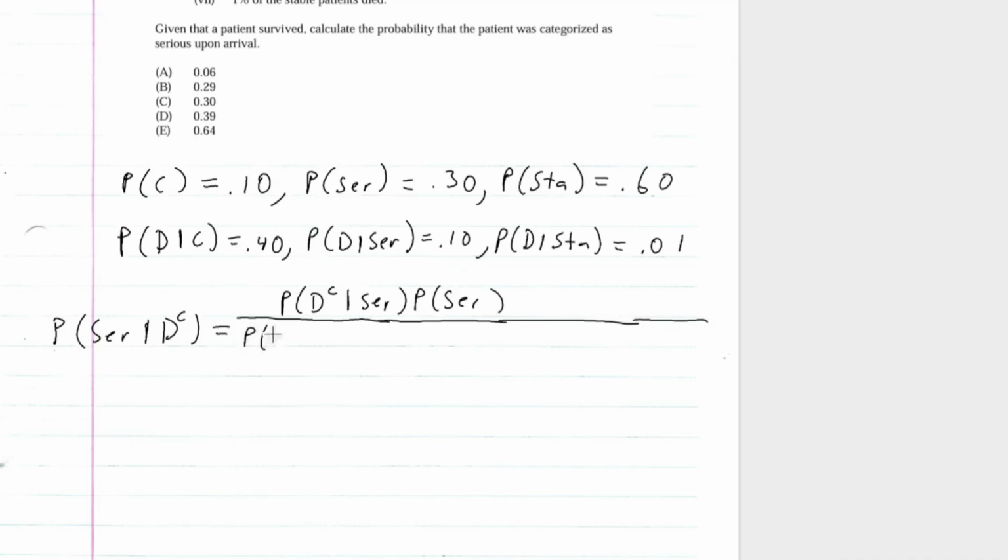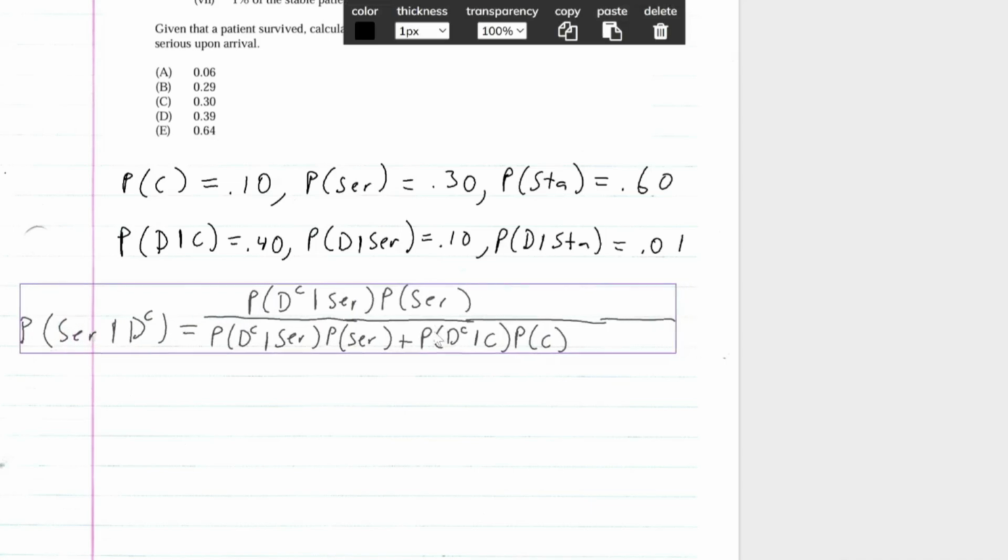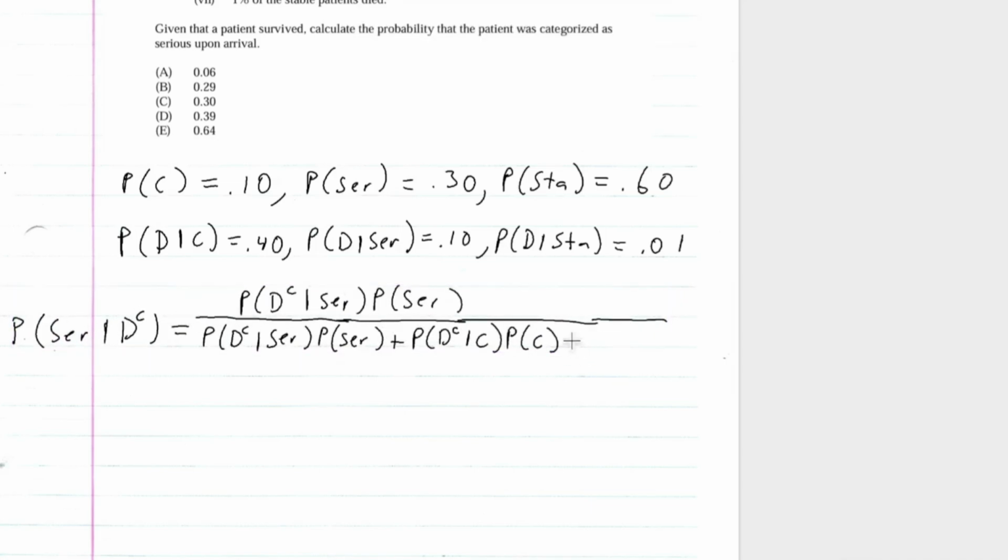the probability of D complement given serious times the probability of serious, plus the probability of D complement given critical times the probability of critical, plus the probability of D complement given stable times the probability of stable.